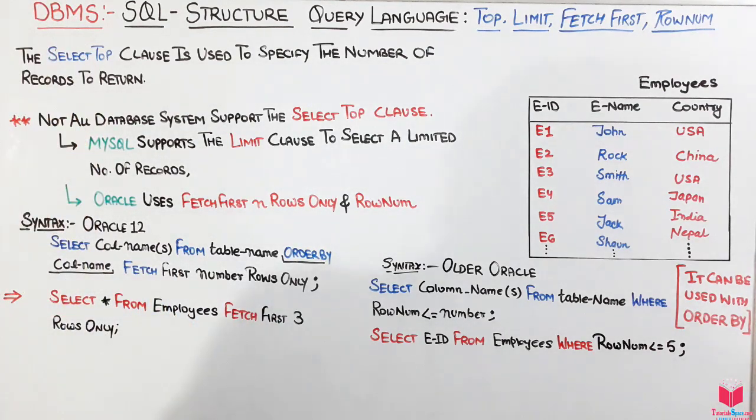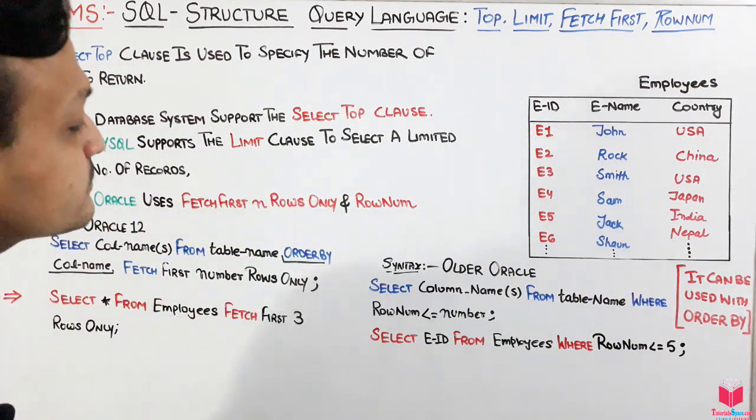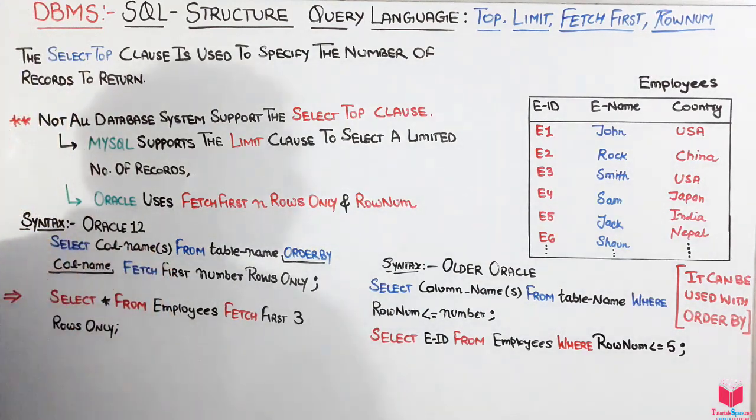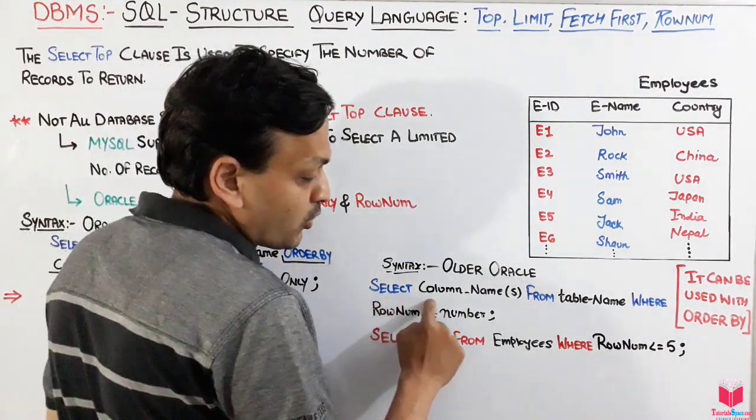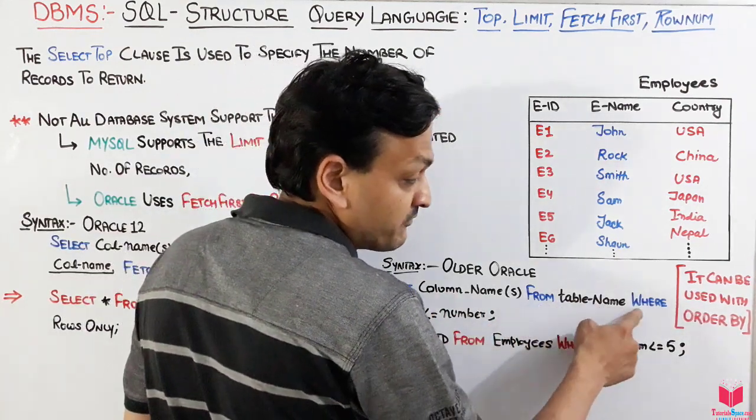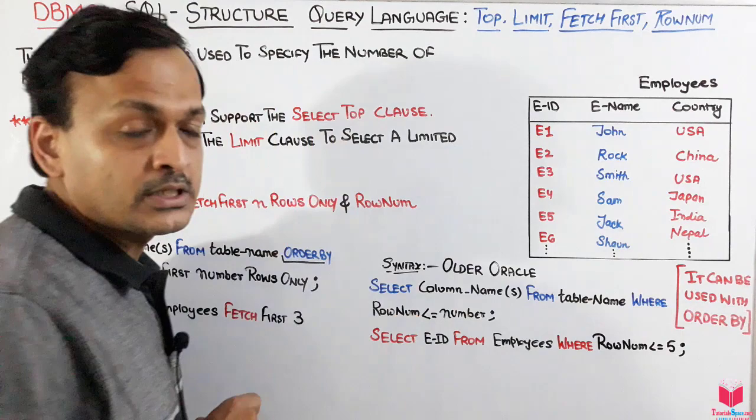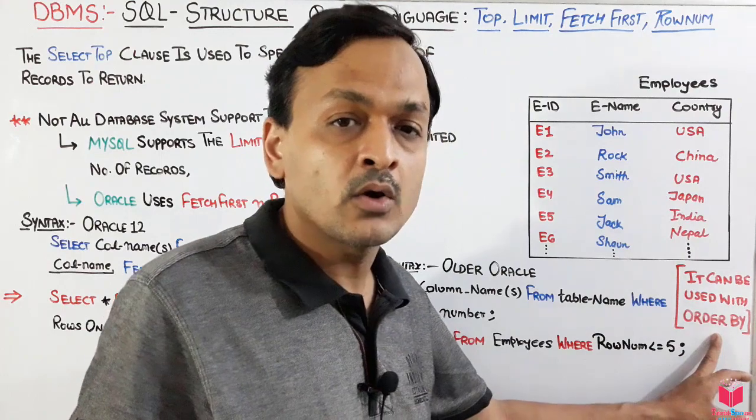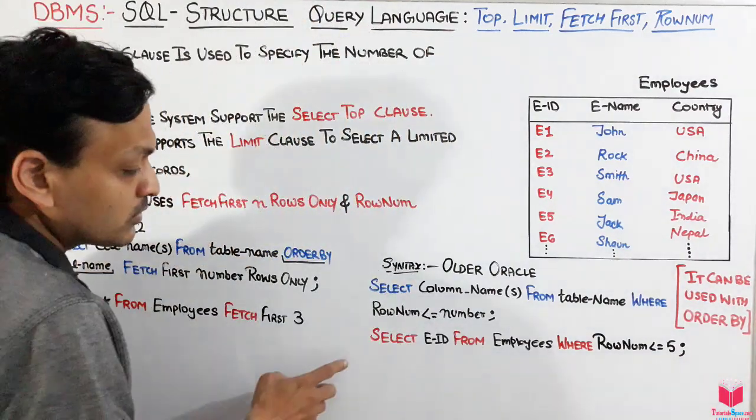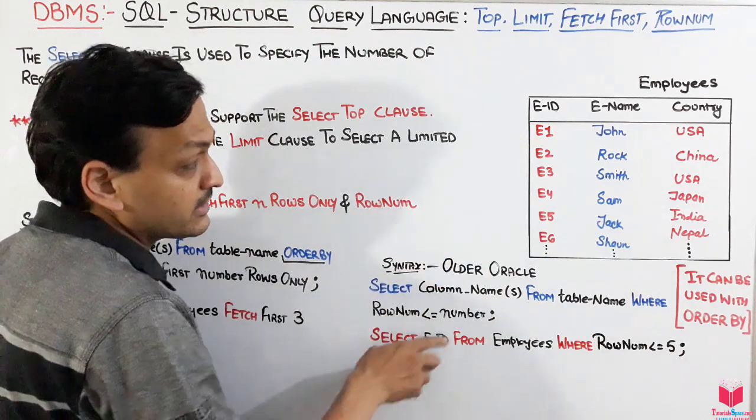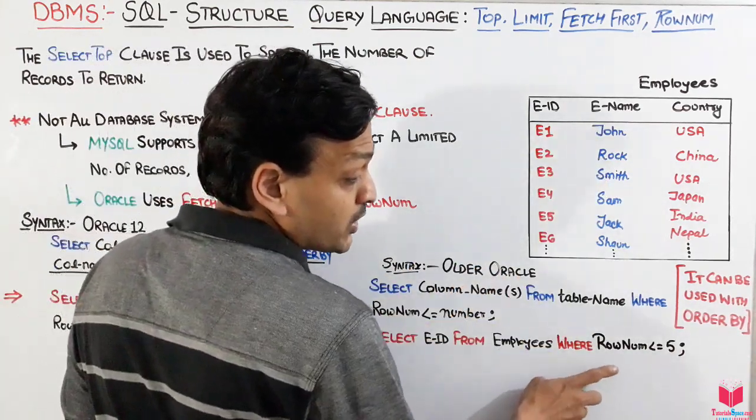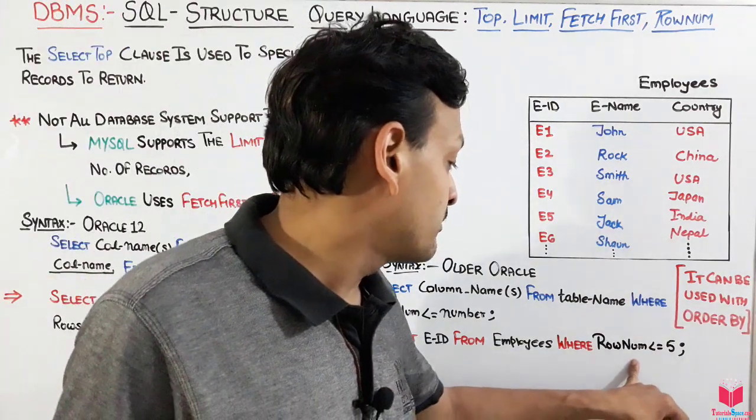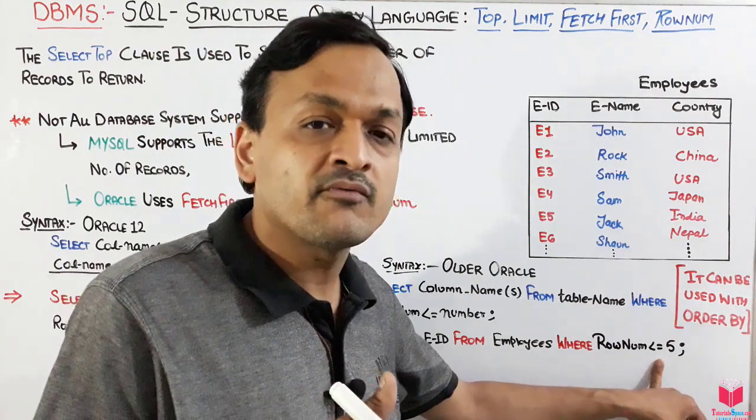After that, we will see how ROWNUM works. It will work in older versions of Oracle, the versions before this. See, SELECT column names, same thing, FROM table name WHERE ROWNUM less than or equal to a number. I have mentioned that you can use ORDER BY or not, it's all up to you. So I am selecting EID only from this table where ROWNUM is less than or equal to 5.